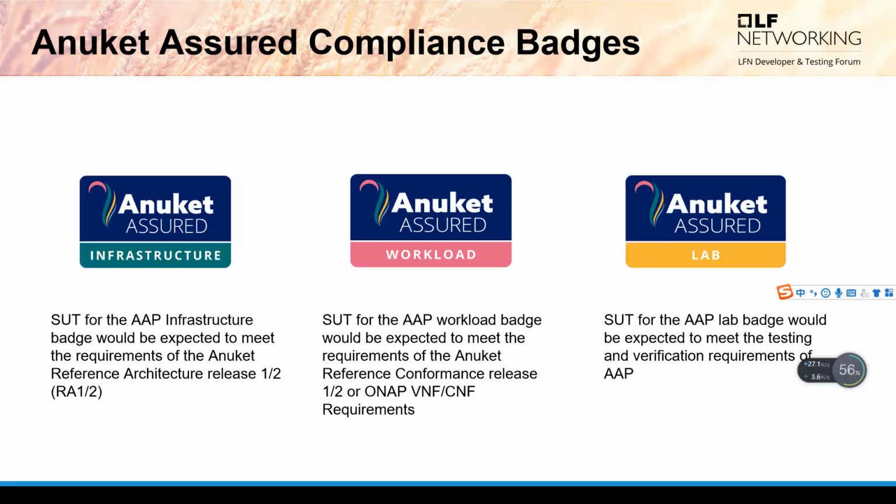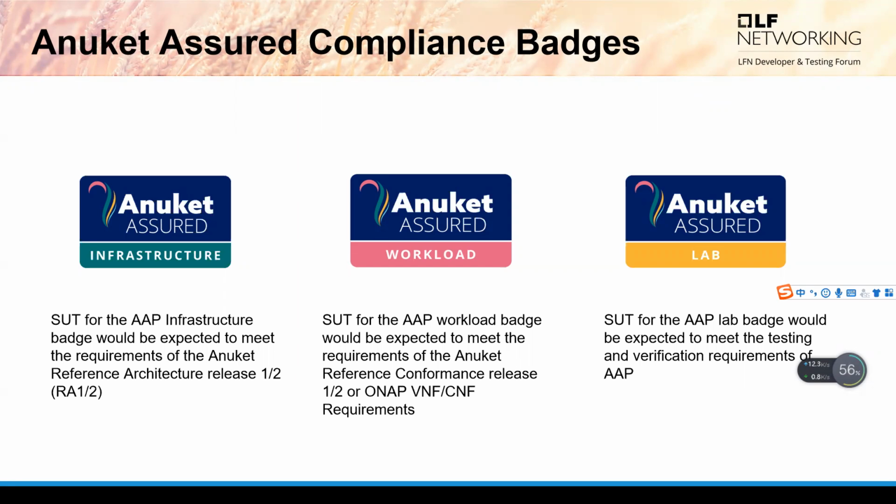Now, here you see the Anuket Assurance compliance badges. It contains 3 categories: infrastructure, workload, and lab. Once the Anuket Assurance infrastructure badge has been earned, it means that the SUT has met the infrastructure requirements of the Anuket reference architecture release 1 or 2, separately corresponding to the NFVI infrastructure and the cloud-native infrastructure.